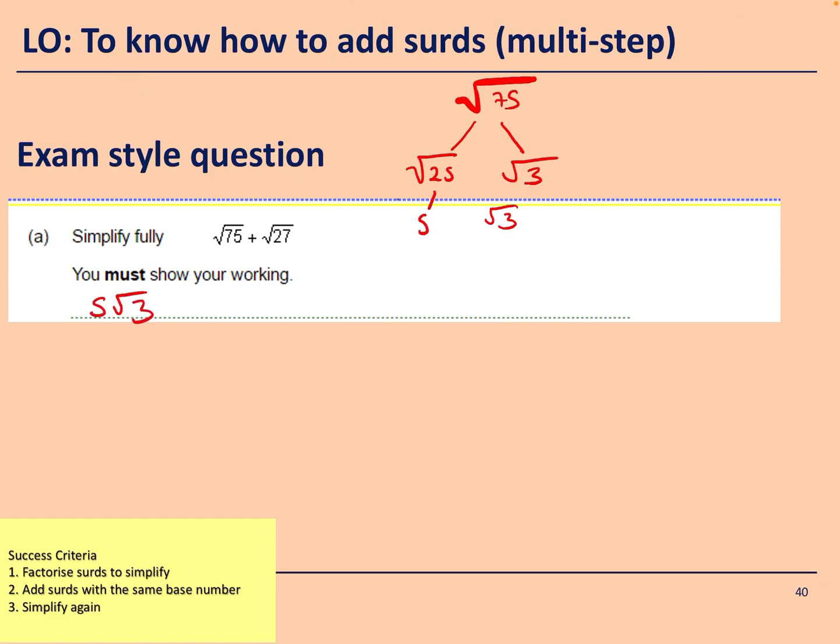The square root of 25 is just 5. So we can rewrite root 75 as 5 root 3. Okay? And let's do the same thing for root 27. Five lots of root 3 plus 3 lots of root 3 gives us 8 root 3. Okay, we're going to be moving now on to the next slide.